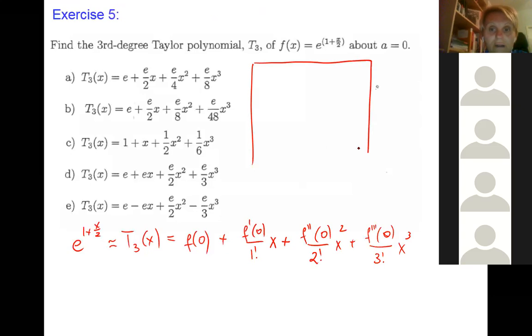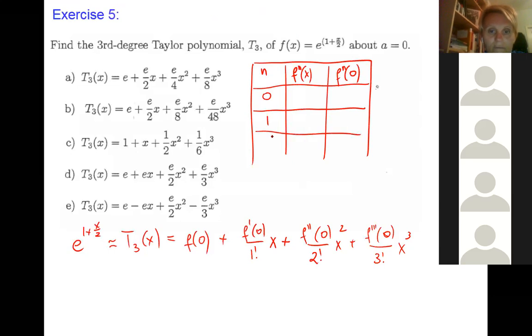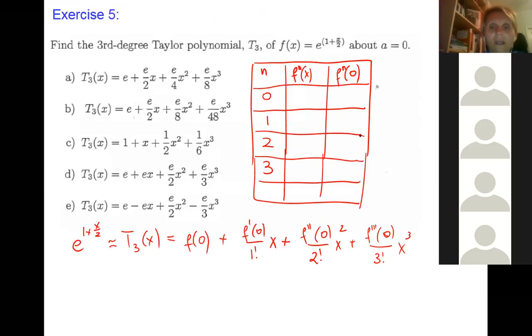I will build a table, n, and then this will be the function, and this will be the function at 0. Okay, 0, 1, 2, 3, just 3 for now. Okay, 0 is just the exact function, e to the power of 1 plus x over 2.